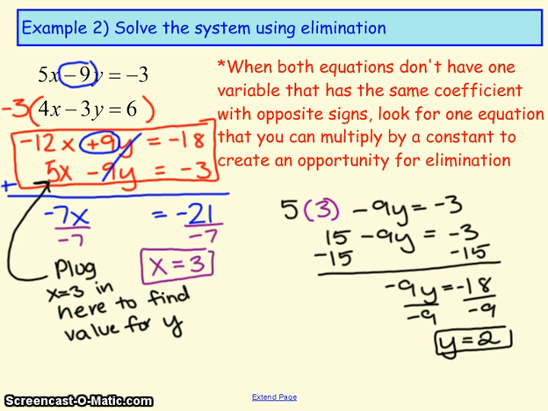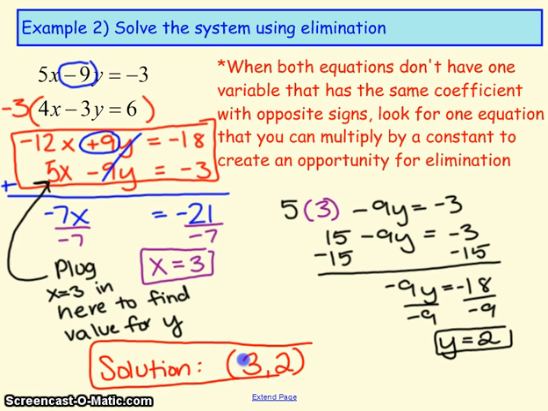Now, before I finish, I just have one last thing to do, and that is to clearly write what the solution is. And so the solution is going to be x comma y, so 3 comma 2. And so I know that if I graphed these two lines, they would intersect at this point.